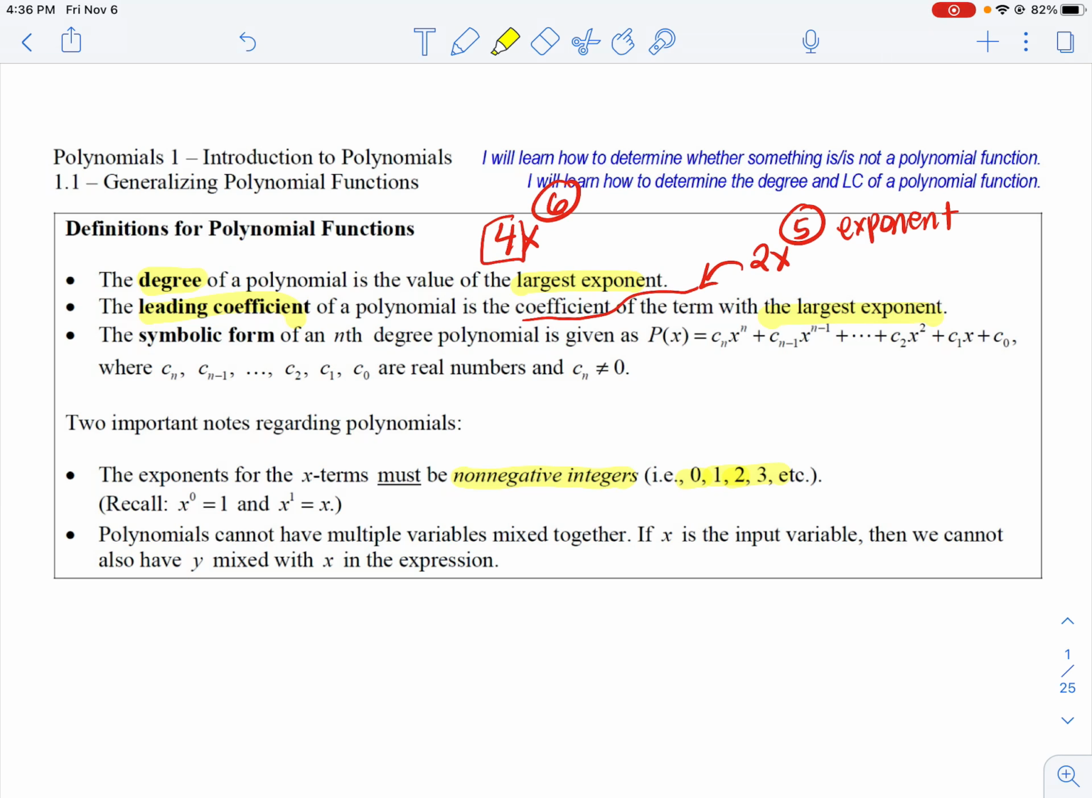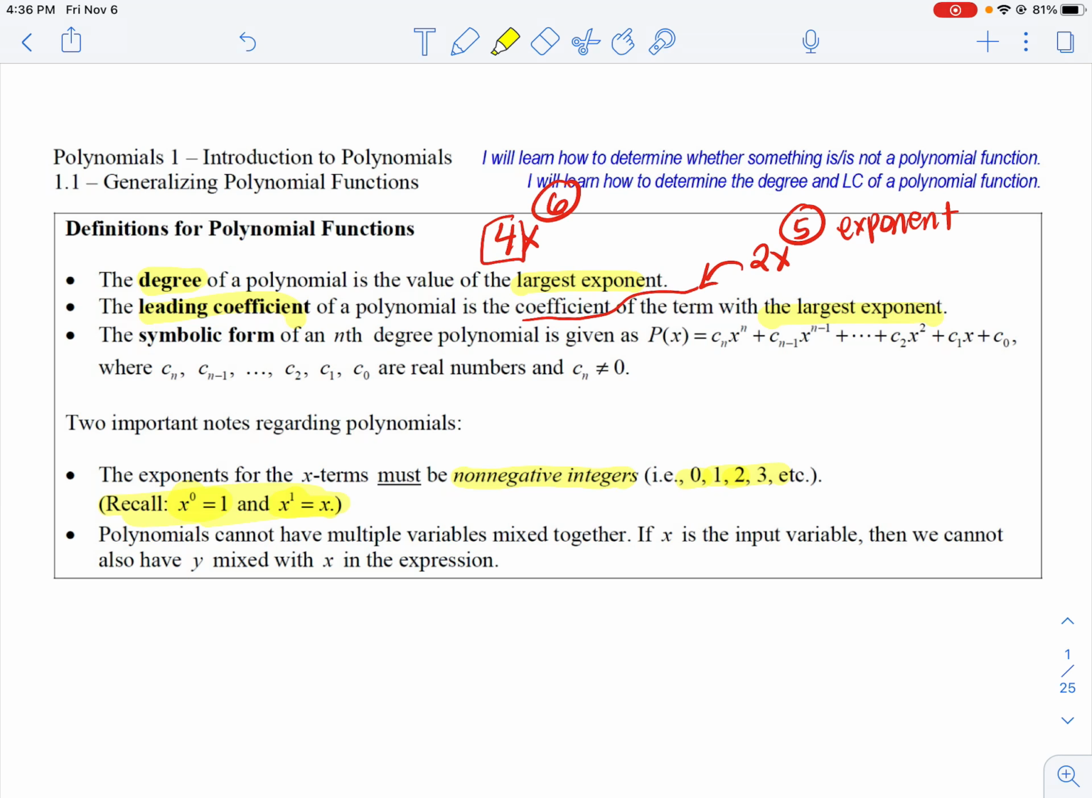And then, you also have to recall that x to the power of 0 is equal to 1, and x to the power of 1 is equal to x. I would like you to remember that because later on, we'll find examples where you ask, where's the x? That means the x was x to the power of 0, and that's equal to 1. So, I would like you to highlight that here also.